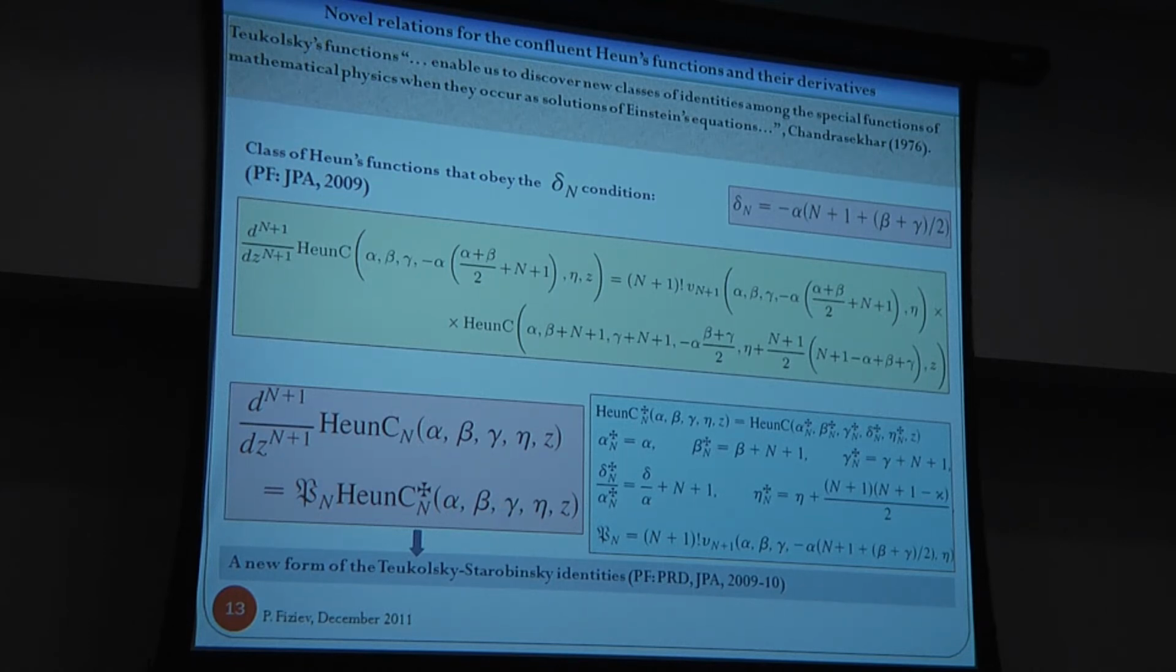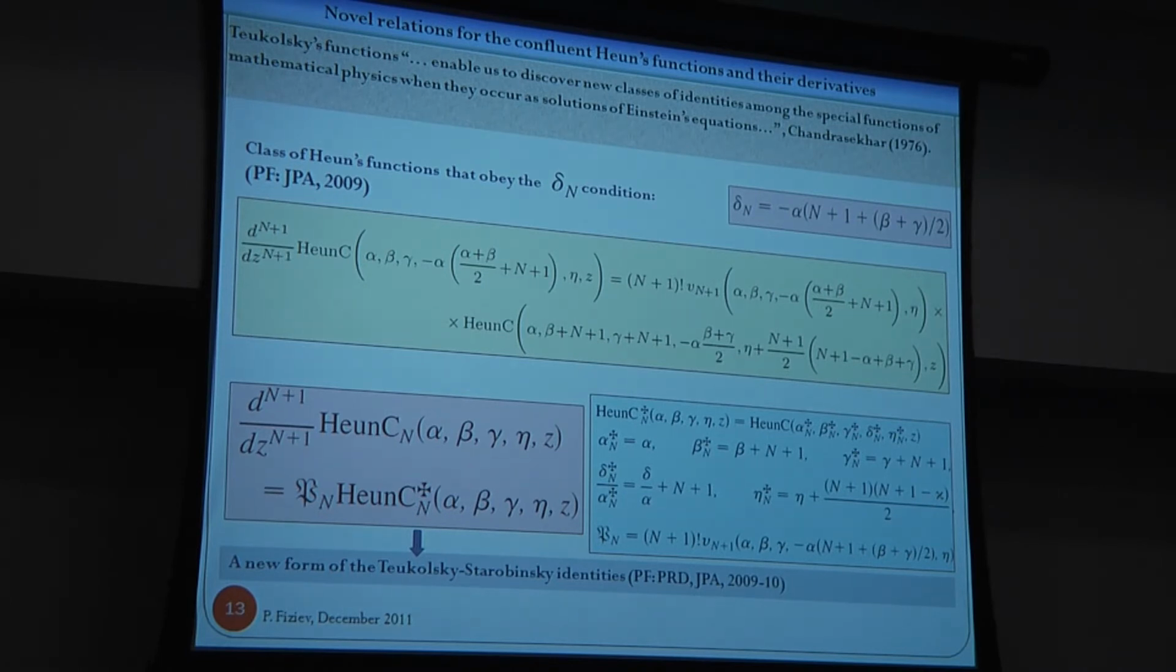And it was quite amazing that these properties reflect precisely the so-called Teukolsky-Starobinsky identities in terms of Heun functions. So behind these identities stand the corresponding confluent Heun functions. Another very important thing for the second part of my talk is that in all these physically interesting cases, this condition is satisfied, and as a result, I can replace derivatives with the Heun functions.